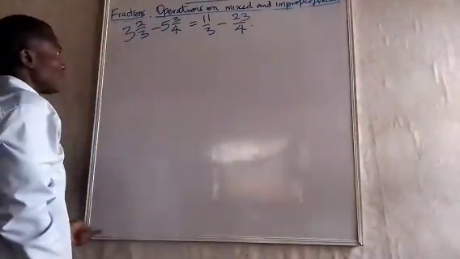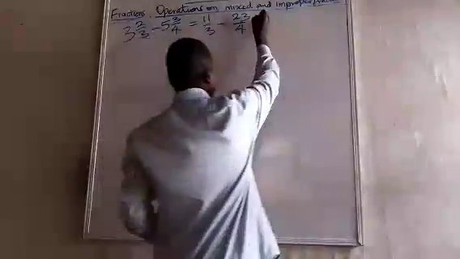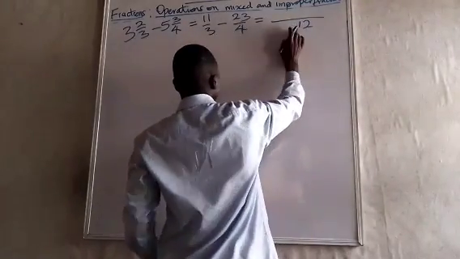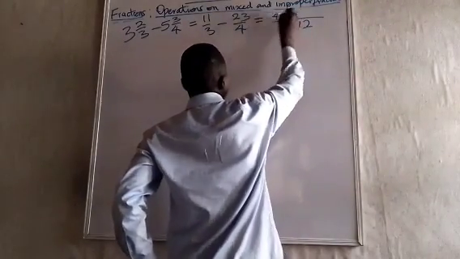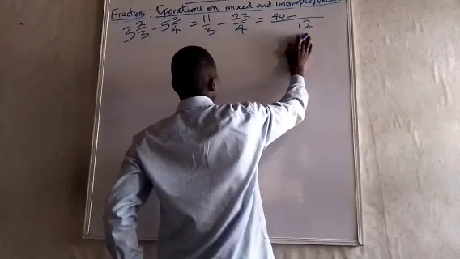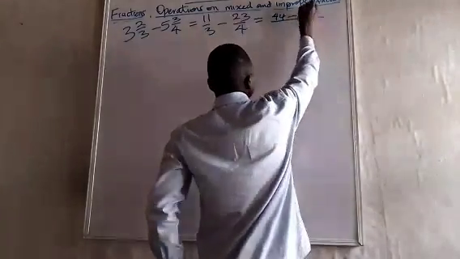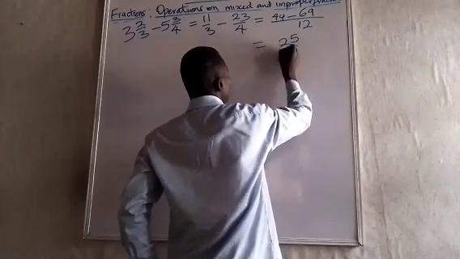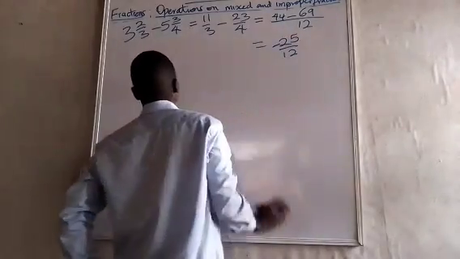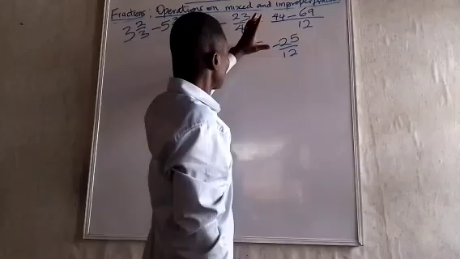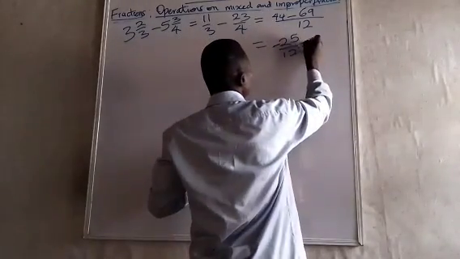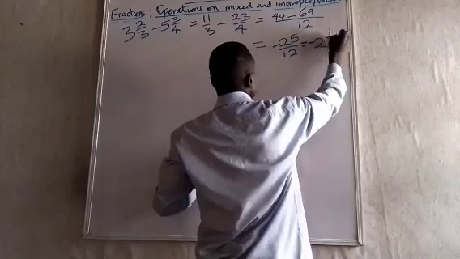You can see. So from here, what do we do next? We look for the LCM. So here, 12. 3 and 12, 4. 4 times 11, 44. 4 and 12, 3 times 23, 69. So I'm going to have 25 over 12. I think that's minus. That's minus. So that gives me minus 2, 1 over 12.